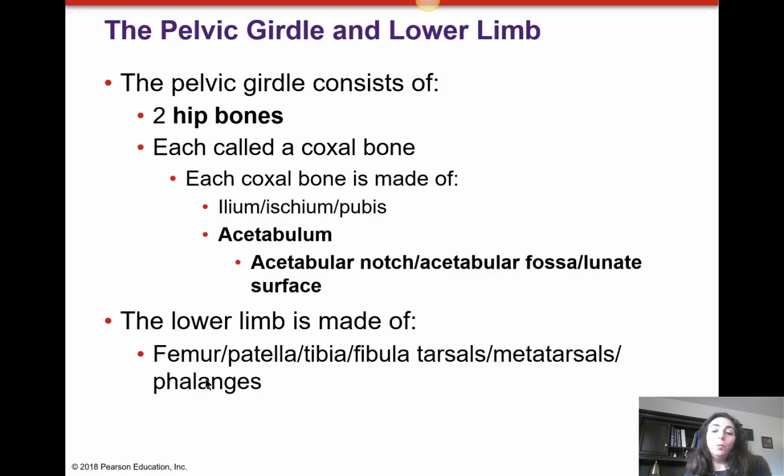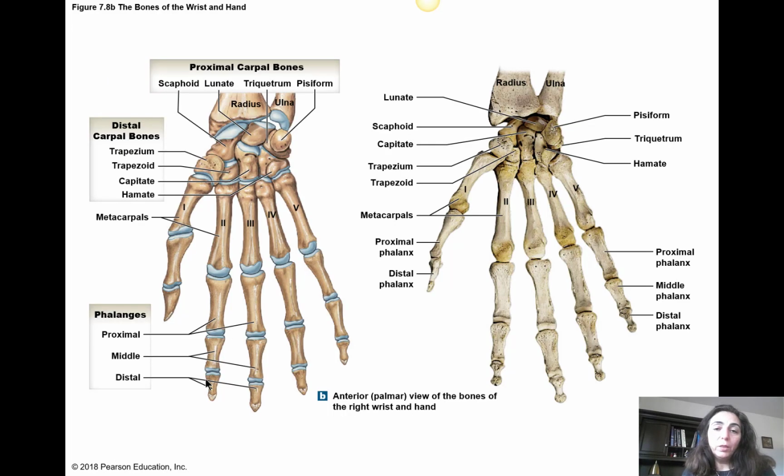So that was regarding the upper limb and the shoulder girdle. In the next video, we're going to cover the lower limb and the pelvic girdle. Right? Good time.